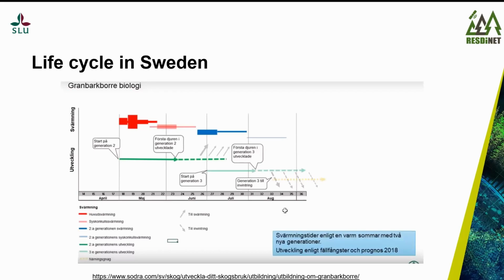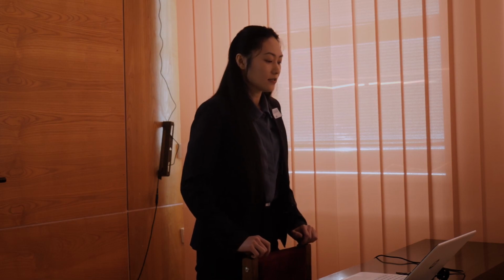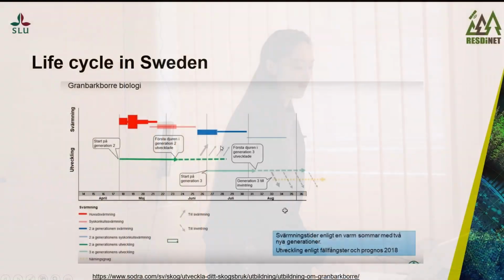And this is the life cycle of bark beetles in Sweden. And this one explains why we focus on the early stage of the infestation. So in Sweden, the bark beetle usually starts the first swarming in May. And then the bark beetles go into the barks and lay eggs. And then about 6 to 10 weeks after the first swarming, the first generation from the eggs become adults and fly out of the barks.